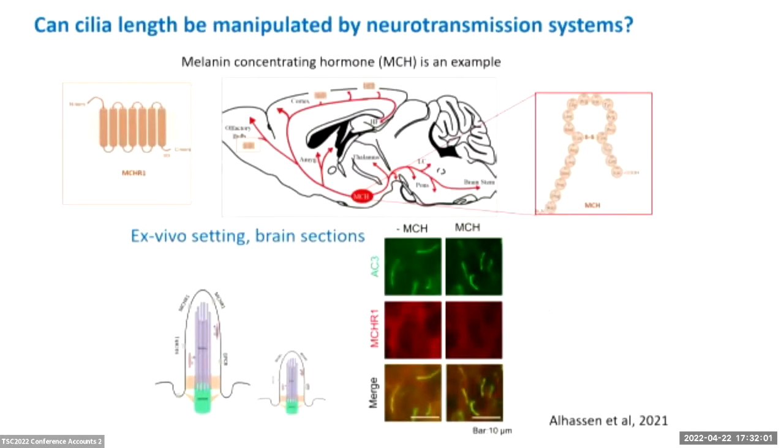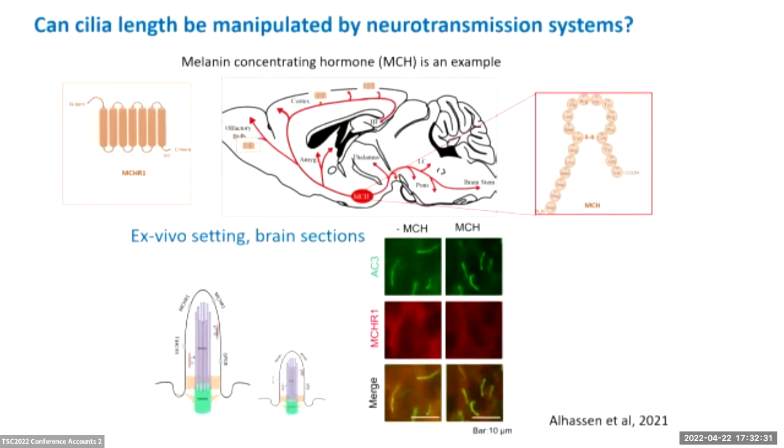So then we said, can we really manipulate the cilia structure? All this is about the genes, the transcriptomes of cilia in humans and baboon. Can we really manipulate them by manipulating some neurotransmitter system? In my lab, we are interested in melanin concentrating hormone because we found that this system has been associated with schizophrenia, but also because melanin concentrating hormone receptors exist on cilia.